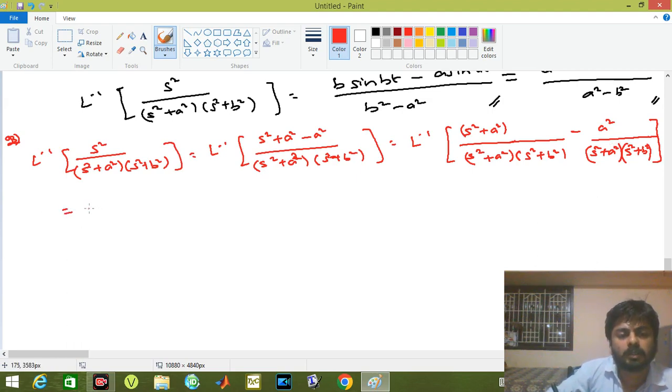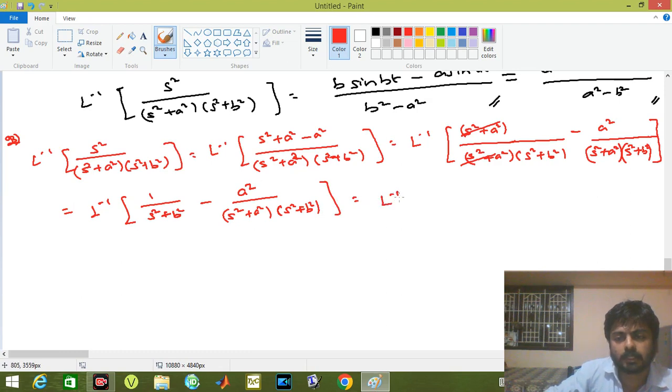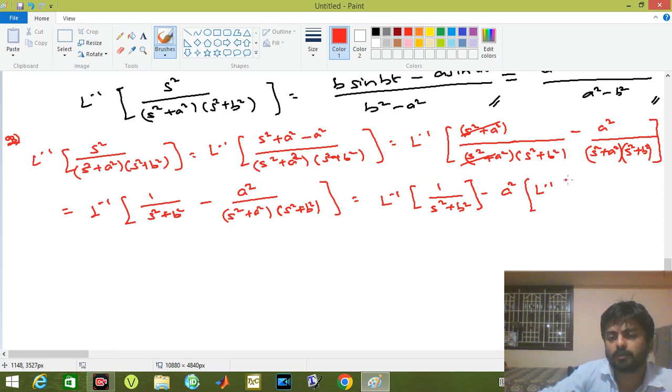Now this is nothing but L inverse of, these two terms will get cancelled, 1 divided by a square plus b square, minus a square divided by a square plus a square into a square plus b square. So this can be written, by linear property, as L inverse of 1 by a square plus b square minus, taking this a square outside, a square times L inverse of 1 divided by a square plus a square into a square plus b square.